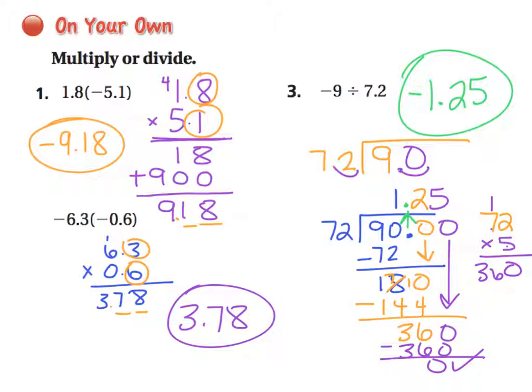So looking at our answers for number 1, we have a negative 9.18. The one underneath that is a positive 3.78. And the number 3 was definitely a challenge one, but it was definitely doable still, and it ended up being negative 1.25.